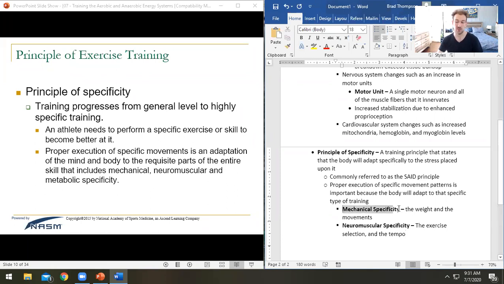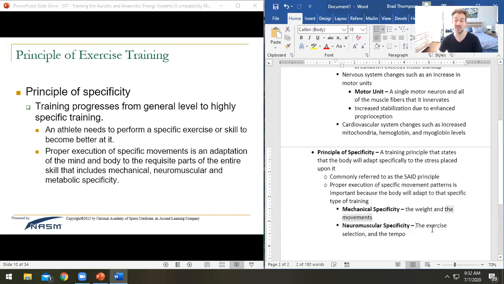So if your mechanical specificity that you were considering from earlier is that you want to get better at lifting heavy weights, then you probably want to do the bench press rather than a push-up. But if your goal from earlier was that you want to get better at developing stability, then you probably want to do something like a push-up. And so neuromuscular specificity is another thing that you want to consider. Your exercise selection is like what type. You already said that you're going to do a chest exercise when you pick the movement.